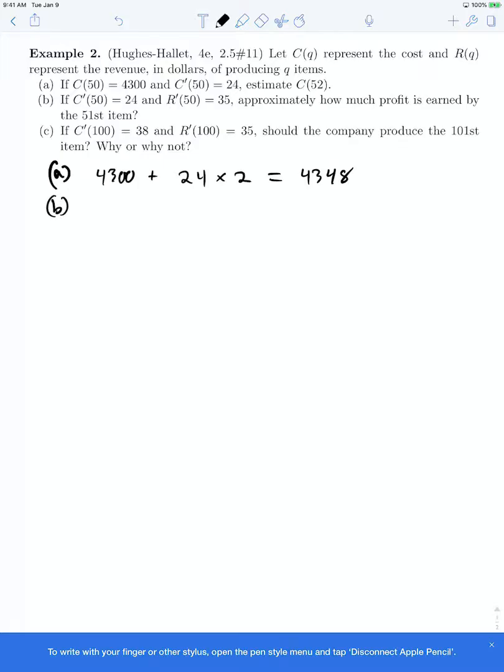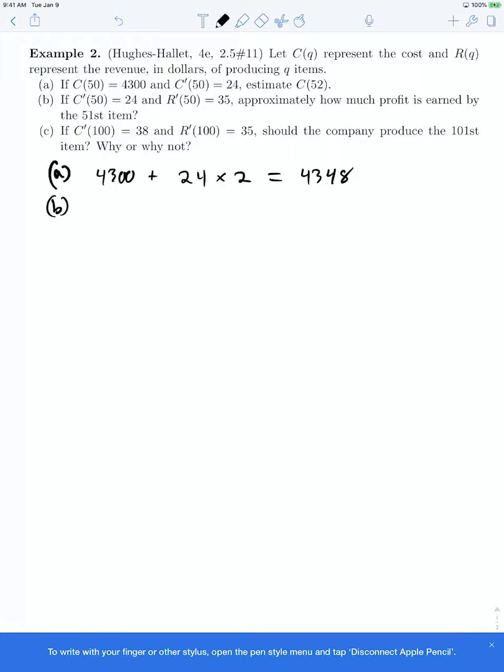Okay, in part B, we're going to talk about profit and whether it's going up. So part B, if C prime of 50 is 24 and R prime of 50 is 35, approximately how much profit is earned by the 51st item? So this is about marginal profit. That's the amount of profit that you make on the one additional item. And then we're comparing that to the revenue and the cost for that item.